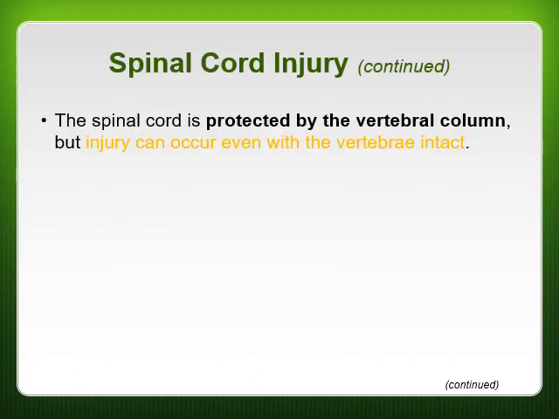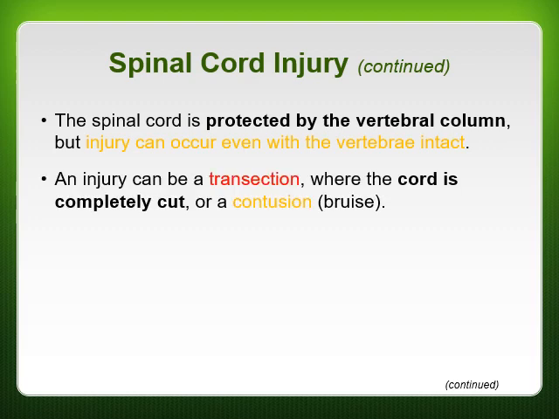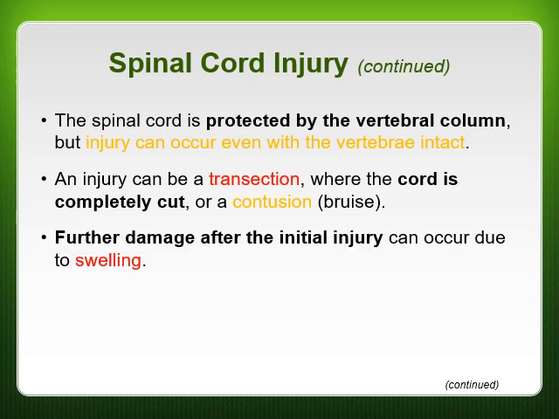From just an anatomy standpoint, the spinal cord is protected by the vertebral column. So all those individual vertebrae, right, those bones and all the discs and everything, they contain the spinal cord. It is in there. And so it does not necessarily, however, have to go through those in order for there to be a spinal cord injury. Injury can occur even with the vertebrae completely intact. An injury can be a transection, where the cord is completely severed, or it can be a contusion, a bruise. And if it's bruised or something like that, further damage after that initial injury can occur due to swelling.